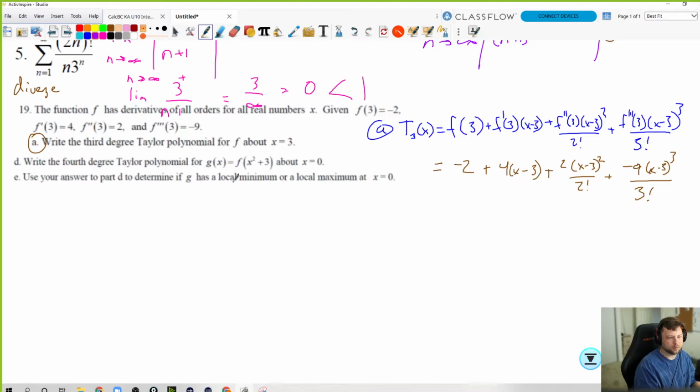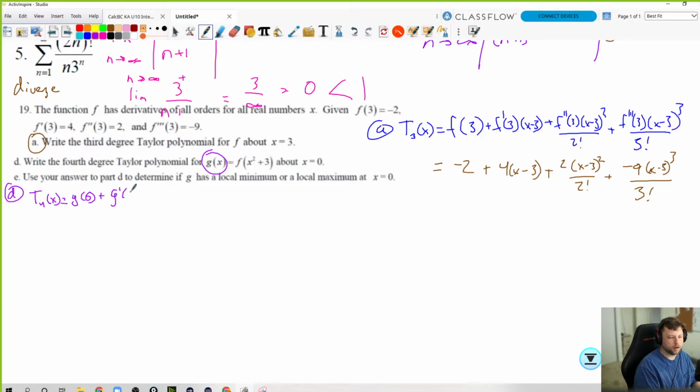But it's good to practice this. So, the fourth degree Taylor polynomial for g of x, which is based off of f of x. You think, okay, let's write out a fourth degree Taylor polynomial. The first thing you might do, if I'm doing part D right here, is write out a fourth degree. So T to the fourth of x is, I'm not going to say f of 0, I'm going to say g of 0.